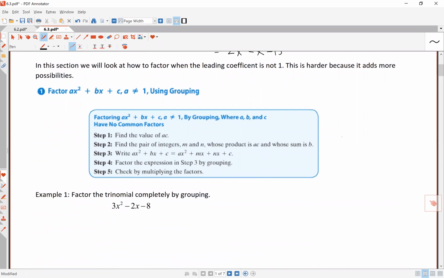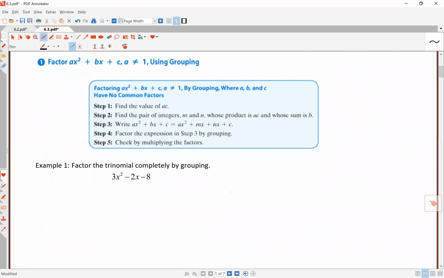In this section, we will look at how to factor when the leading coefficient is not 1. This is harder than section 6.2, where the leading coefficient was 1, because it adds more possibilities. With these types of problems, we will introduce you to grouping. Grouping is a factoring technique we used to factor four-termed polynomials. We will figure out a way to make our trinomial have four terms and then factor it by grouping.